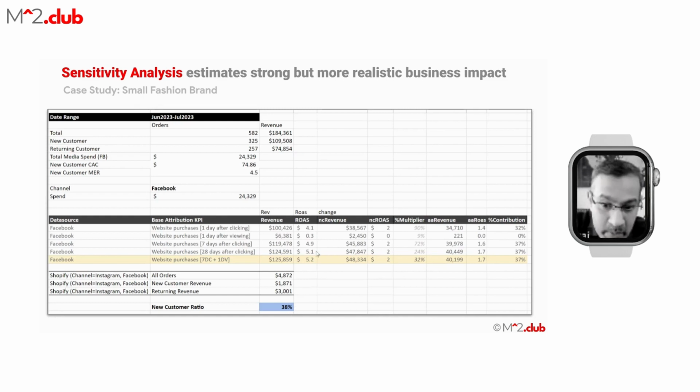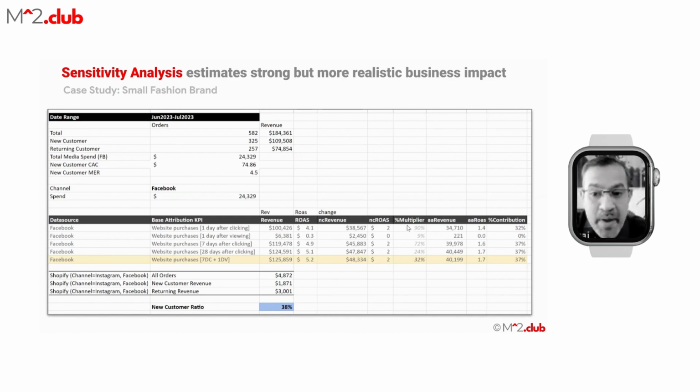Take this 38%, apply it to this number, you get $48,000, right? And you apply this $48,000 as the new customer last click revenue, our estimate of new customer last click revenue. ROAS goes from 5.2 to 2. So it drops significantly to now a ROAS that seems more reasonable.